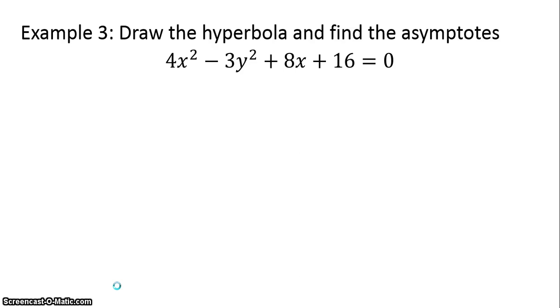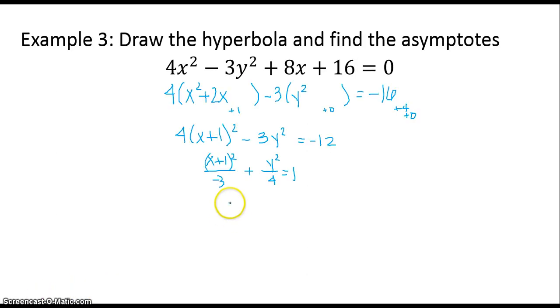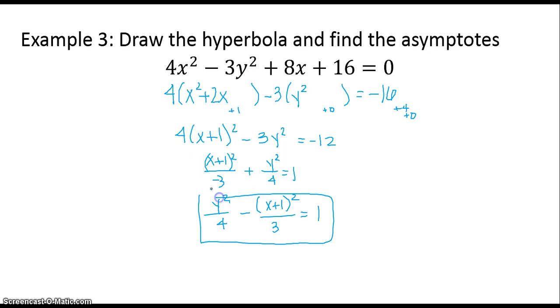On the last one, you need to go ahead and do your completing the square to get this set up in the correct format. I want you to try that on your own. Once I get it like this, I do need the positive one to come first, so I can reorder that in the correct format, and that shows me that since my y is first, this is actually going to have a vertical transverse axis. So this is my equation.